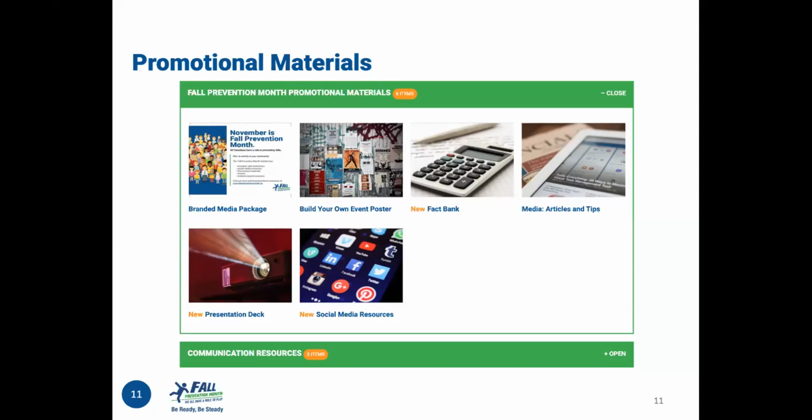So from a branded media package, which you can also access, has postcards, posters, to a build your own event poster. We received some really great feedback on that last year. It was to make it really easy for you to use. A fact bank, which is being updated with the most up-to-date information available, as well as regional information, which we know is very important for social media as well. That's really the goal of this, to make sure that you can access all of these materials easily and download them and customize them the way you need to, but then also have some ready-to-use materials as well.